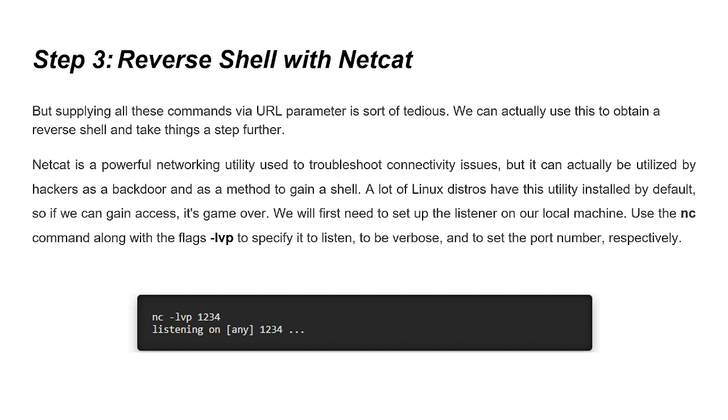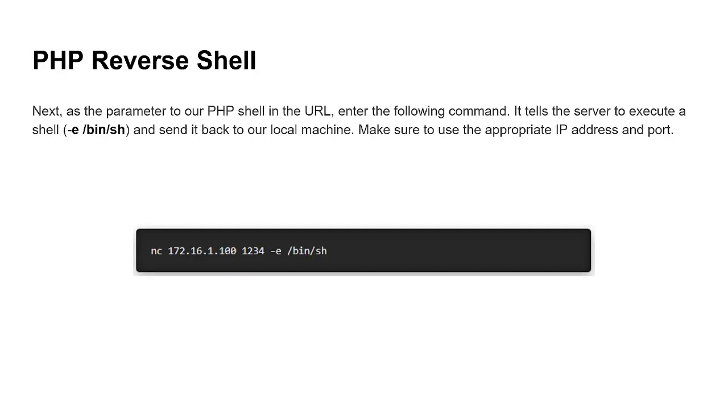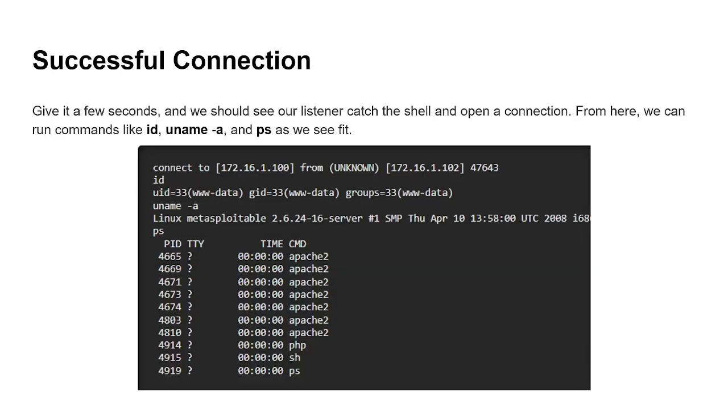Use the nc command along with the flags -lvp to specify it to listen, to be verbose, and to set the port number, respectively. Next, as the parameter to our PHP shell in the URL, enter the following command. It tells the server to execute a shell, /bin/sh, and send it back to our local machine. Make sure to use the appropriate IP address and port. Give it a few seconds, and we should see our listener catch the shell and open a connection.